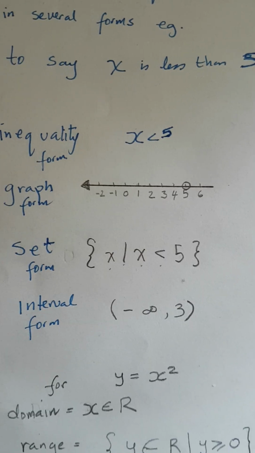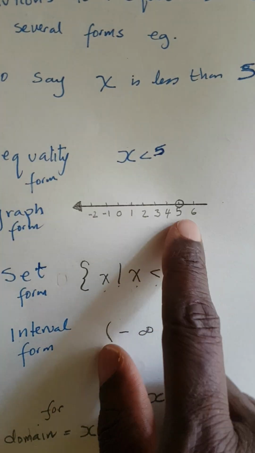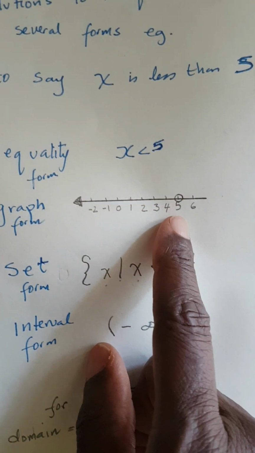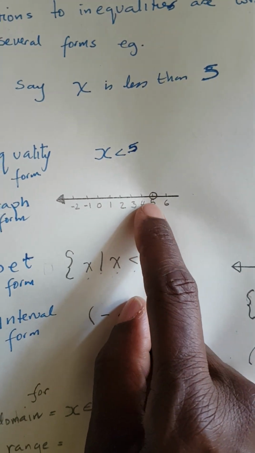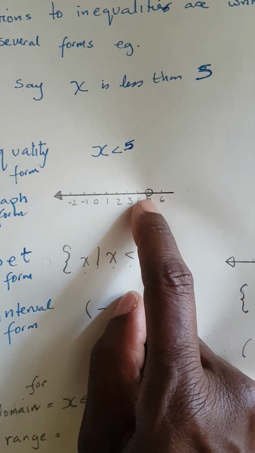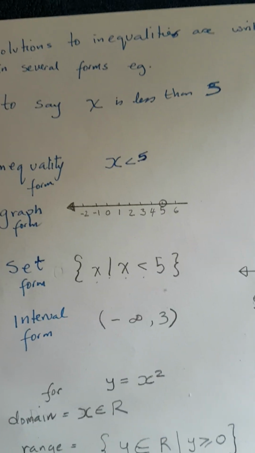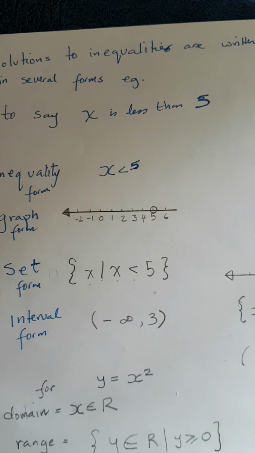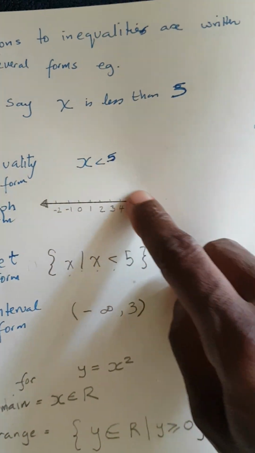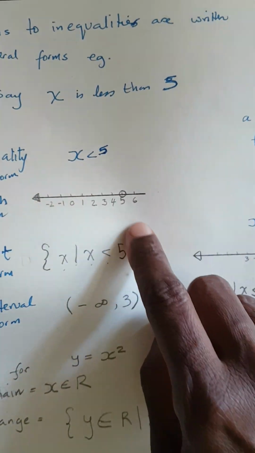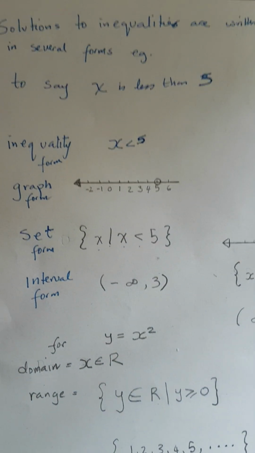So with the graph form, you will see it's just a straight line, like a number line. And because x is less than 5, you will see an open circle on the 5, and an arrow leading to minus infinity. And that basically says x is less than 5. Now, if you had x less than or equal to 5, this circle would be painted in, but it's not. So you know that x is less than 5.